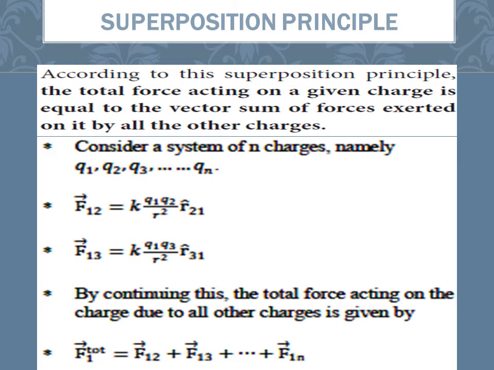Next, the force between the first charge and the third charge is given as F13. So it is equal to K Q1 Q3 by R squared, where the distance is between the first and the third charge. Now you can tell me the force F14. Yes, it is K Q1 Q4 by R squared, where the distance is between the fourth charge and the first charge, and so on it goes up till n. By continuing this, the total force acting on the charge due to all other charges is given as F total, which is equal to F12 vector plus F13 vector plus F14 vector, and so on, up to F1n vector.